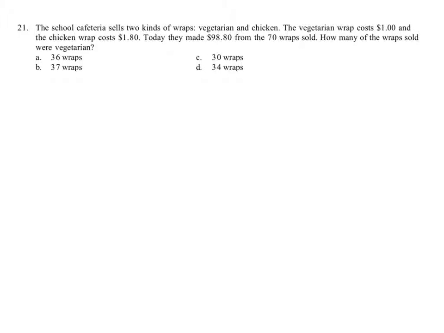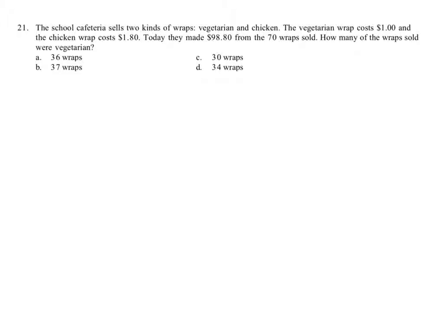The school cafeteria sells two kinds of wraps, vegetarian and chicken. We know the cost of them. The vegetarian wrap costs $1 and the chicken wrap costs $1.80. And by selling 70 wraps today, they made $98.80. How many of the wraps sold were vegetarian?